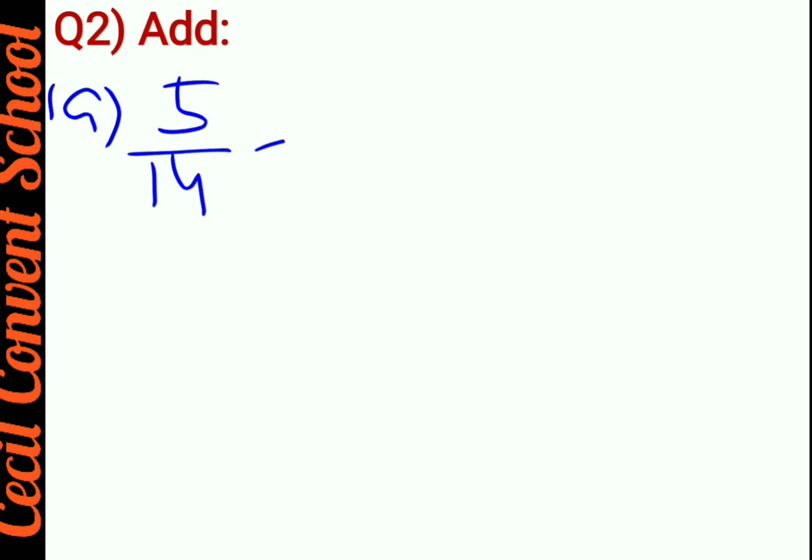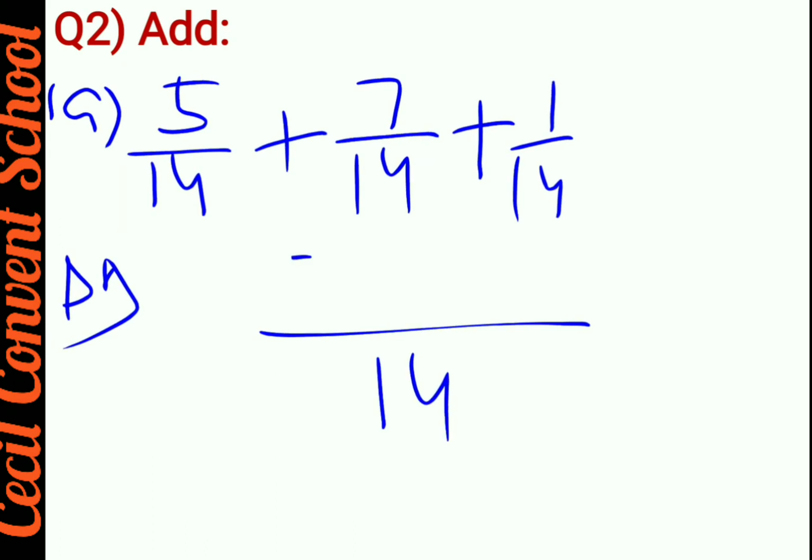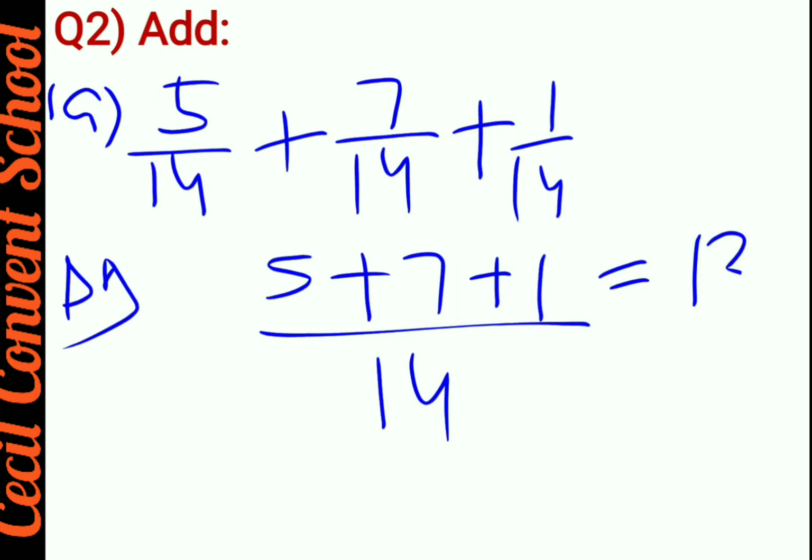If they are like fractions, we will write down the common denominator and add the numerators. So see, there we get a common denominator. So the common denominator is 14. So 5 plus 7 plus 1. It will come 13 upon 14, because 5 plus 7 is 12, 12 plus 1 is 13. So this is the answer.